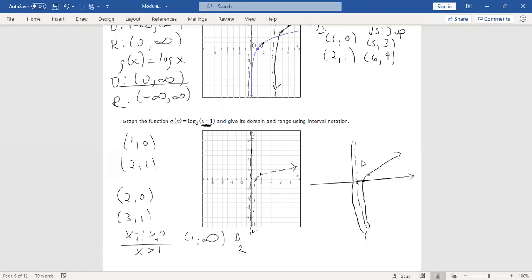Our range. What's the lowest point on the graph? The graph continues indefinitely downwards. So that's negative infinity. And how high up does my graph go? To positive infinity. So the only thing that changes is our domain, and that's dependent on what our horizontal shift would be.